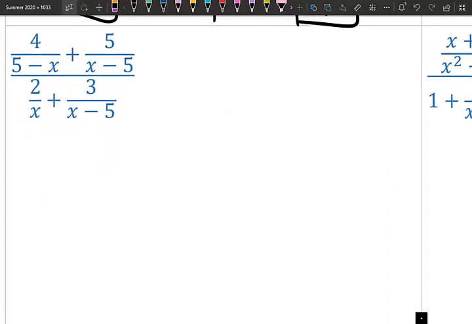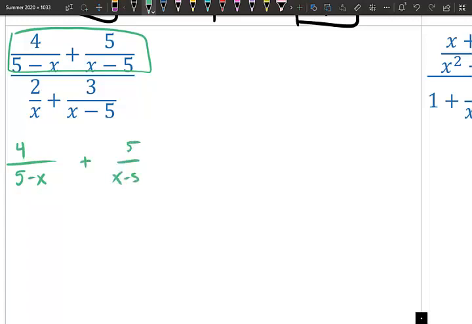Next complex fraction. So we have 4 over 5 minus x plus 5 over x minus 5, all over 2 over x plus 3 over x minus 5. So we're going to take this piece by piece because we have a lot of stuff going on. Right now I'm only going to focus and look at the top. So I'm going to bring it out. We have 4 over 5 minus x plus 5 over x minus 5.